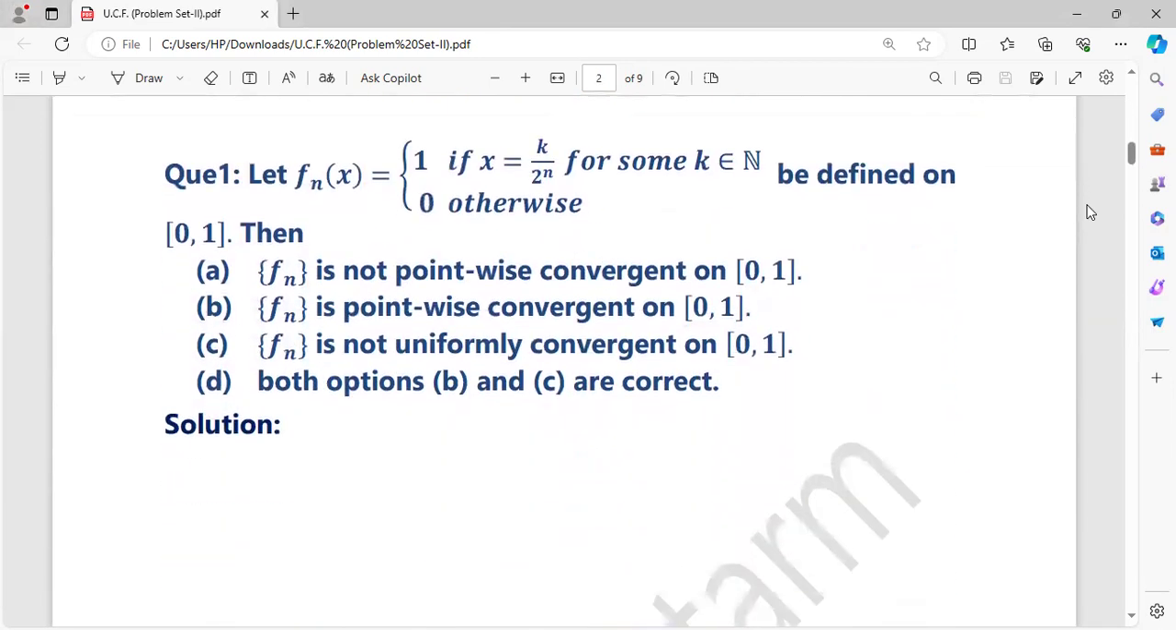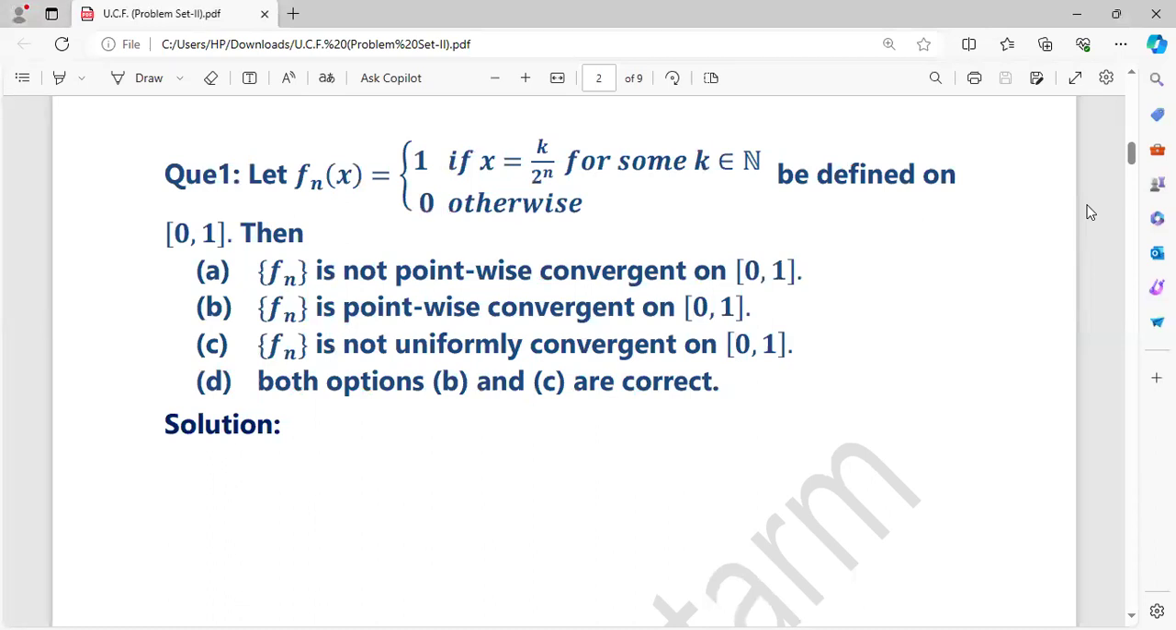So, first question is: let f_n(x) be defined as 1 if x is equal to k by 2 to the power n for some k belongs to N, and it is 0 otherwise, defined on the closed interval [0, 1]. Then f_n is: option A, f_n is not pointwise convergent; option B, f_n is pointwise convergent; option C, f_n is not uniformly convergent on [0, 1]; and D, both options B and C are correct.